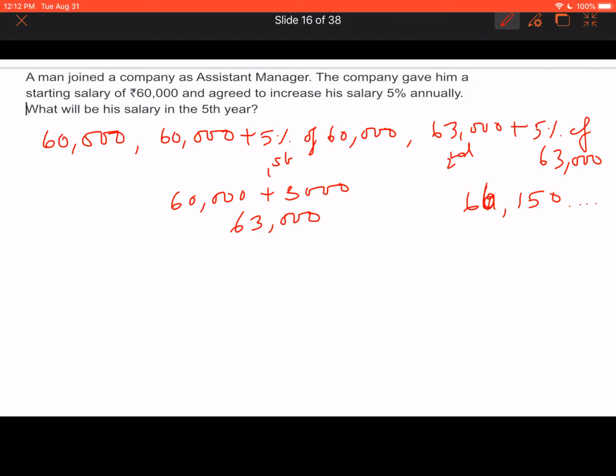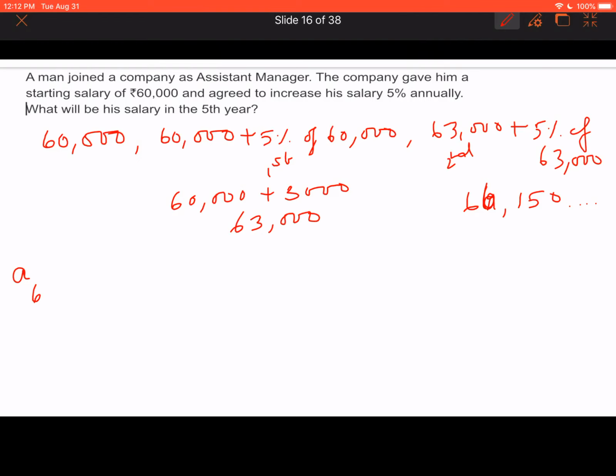They want to know the salary in the 5th year. That is, this is the 0th year, the first year, second year, third year, fourth year, fifth year, right? The 5th year will be the 6th term of the series. Okay, the salary for the 5th year will be the 6th term of the series. That we'll first conclude.